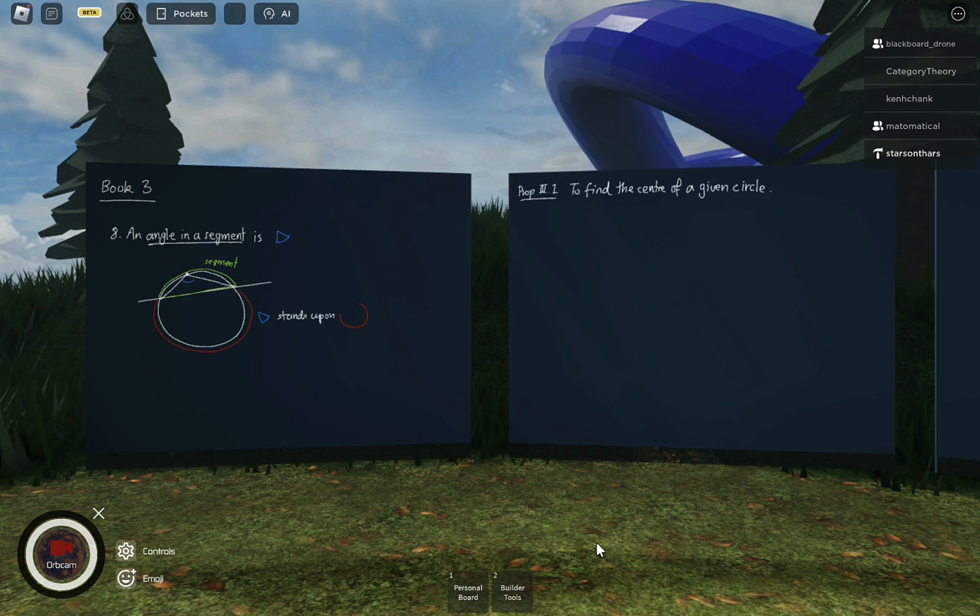Definition 10 is just the definition of... Oh, that's sector of a circle. I think that's all we're going to use, perhaps. Okay, so let's proceed.